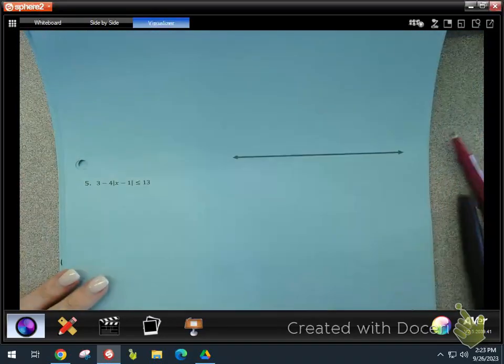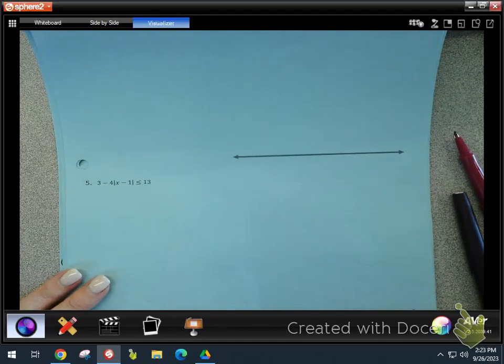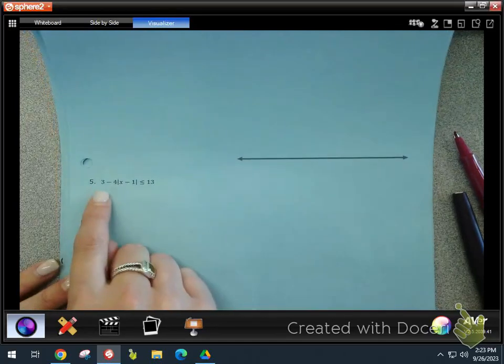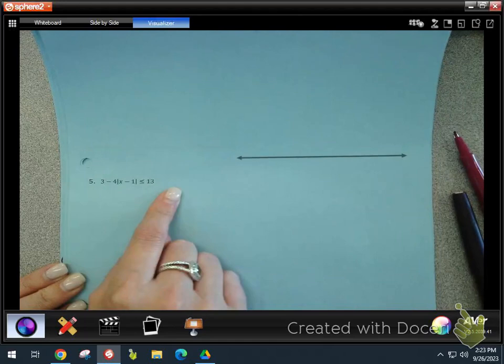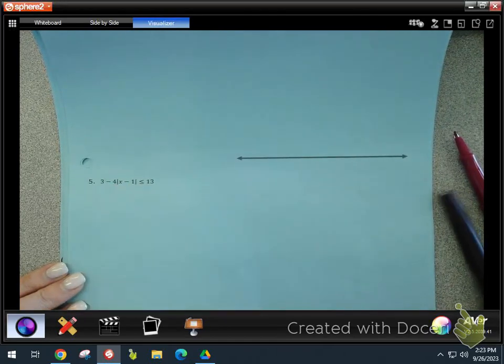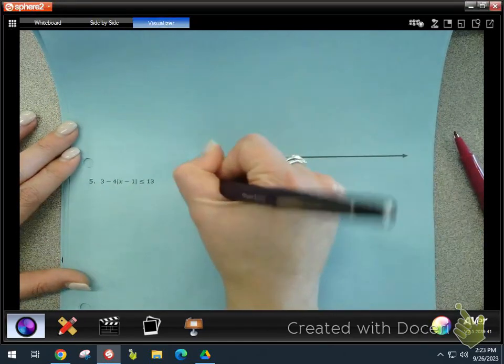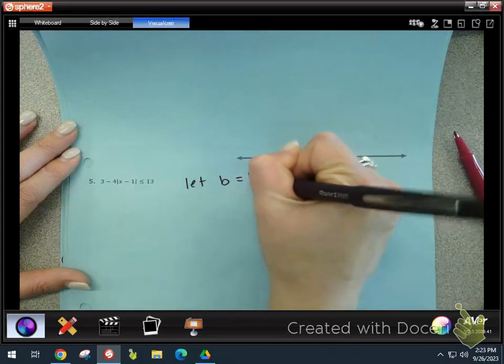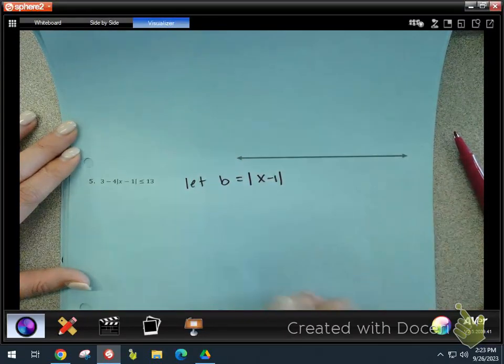What do you do if x is less than 0? Okay, that's what we're about to see on this one. So let's look at 5. Okay, here we go. Steps. Do we need to isolate our absolute value here? Yes. So I'm going to let b equal the absolute value of x minus 1.